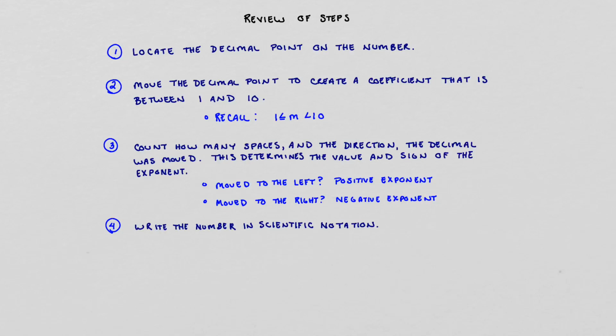3, we want to count how many spaces and the direction the decimal was moved. This determines the value and the sign of the exponent. So if you moved that decimal point to the left, you're going to have a positive exponent. Moved it to the right, you'll get a negative exponent.